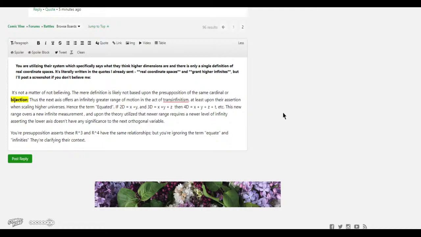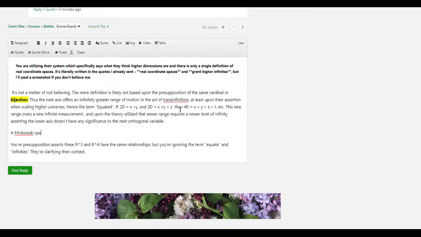They're saying it's equated. It could be equated to the definition. If 2D equals x plus y, 3D equals x plus y plus z, then 4D equals x plus y plus z or t. This new range offers a new infinite measurement. And upon the theory utilized, that newer range requires a newer level of infinity, asserting the lower axis doesn't have any significance to the next orthogonal variable. It's the same thing.